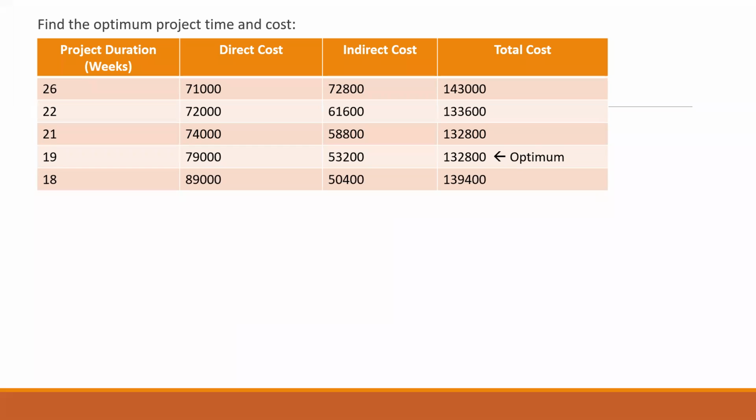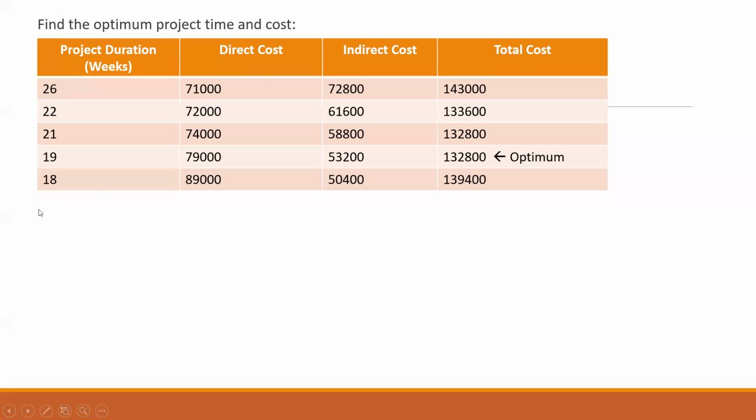And if we go further, that is for 18 weeks, my cost has increased. It has gone to 139,400. So my optimum total cost is 1,32,800, and the project duration is 19 weeks. That will be my final answer for this particular problem. Always remember, you could have gone further and gone for 17 weeks as well. But because my cost increased here, I did not go further.